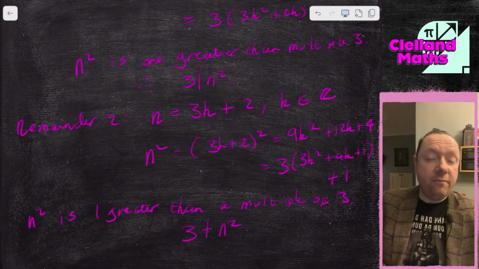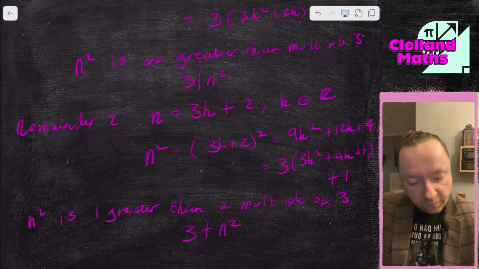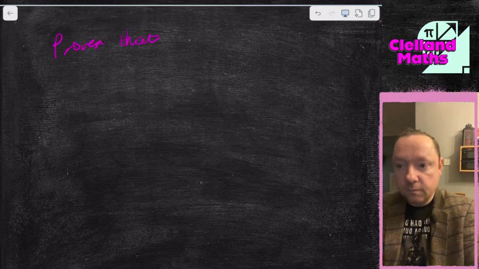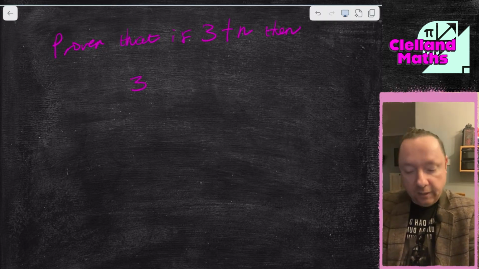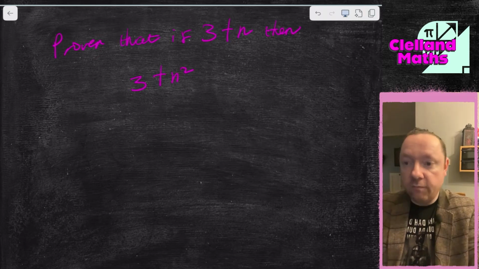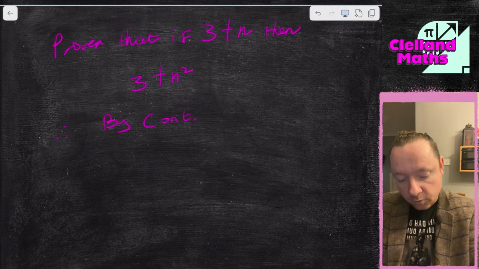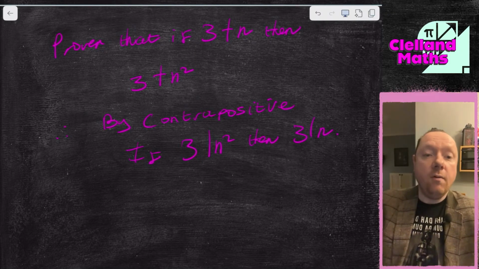So we've proven that if 3 doesn't divide n, it doesn't divide n squared. So the contrapositive is true. We just need to write that down. So we have proven that if 3 doesn't go into n, then 3 doesn't go into n squared, and therefore we have by the contrapositive, which we would need to write, if 3 divides n squared, then 3 divides n, and we're done there.